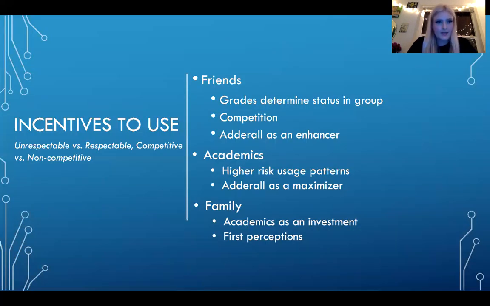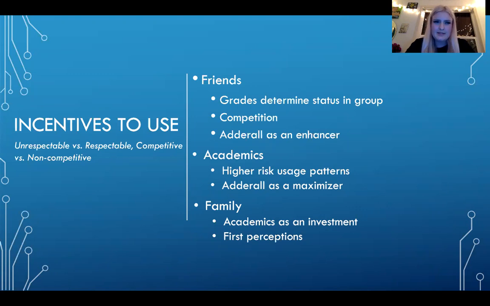In the first theme, the three main social environments that informed a person's perceptions of these drugs were their peer group, their school environment, and their family. Coming out of the friend-based incentives, we see that Adderall use is acceptable when it is used to gain respect and value within a person's social group.